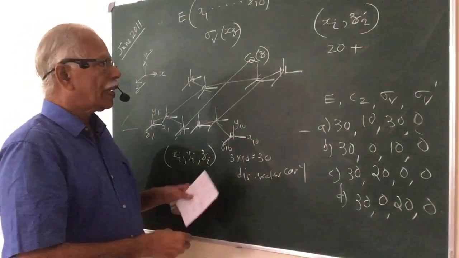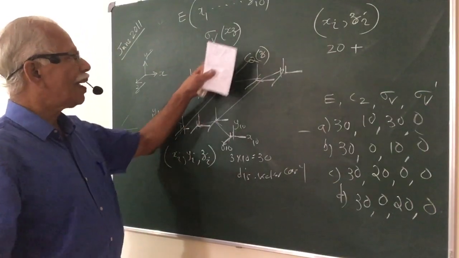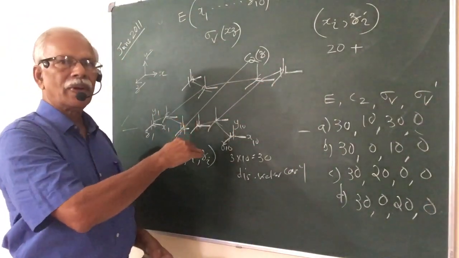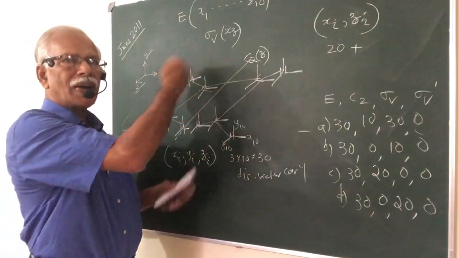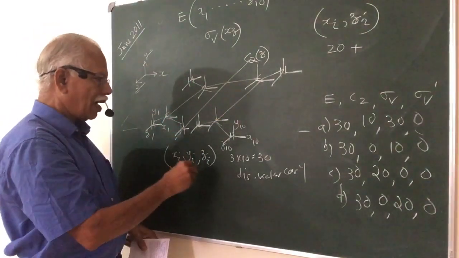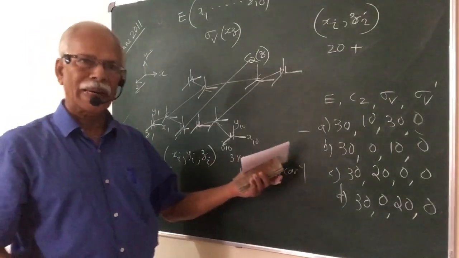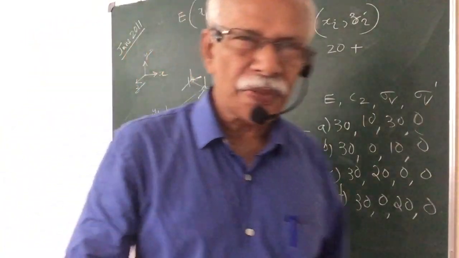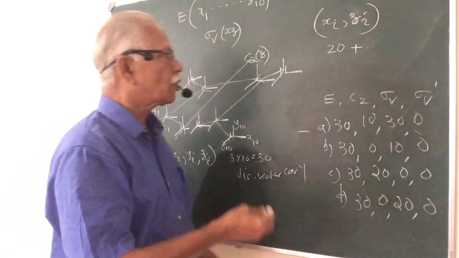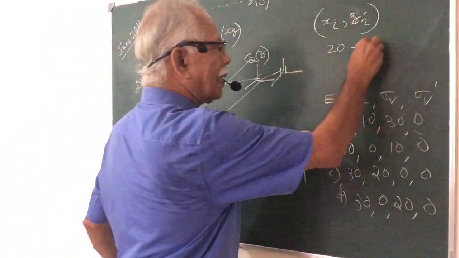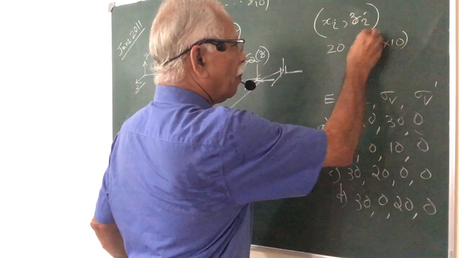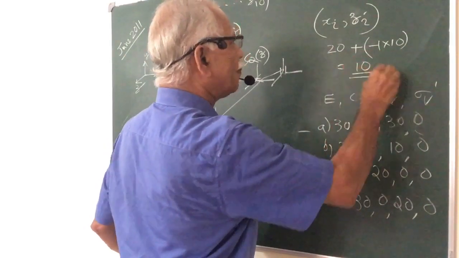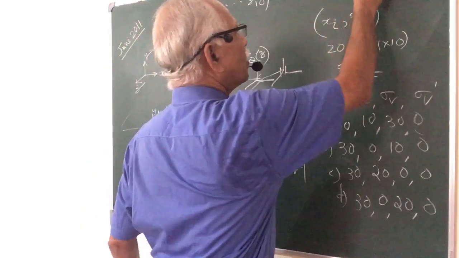Then, when reflection in the xz plane is done, the y component will be reflected about that plane and change as if it is multiplied by -1. So from every component there is a shift of -1. So we have got -1 into 10, making a total of 20 minus 10, 10. So there is 30, 0, 10.